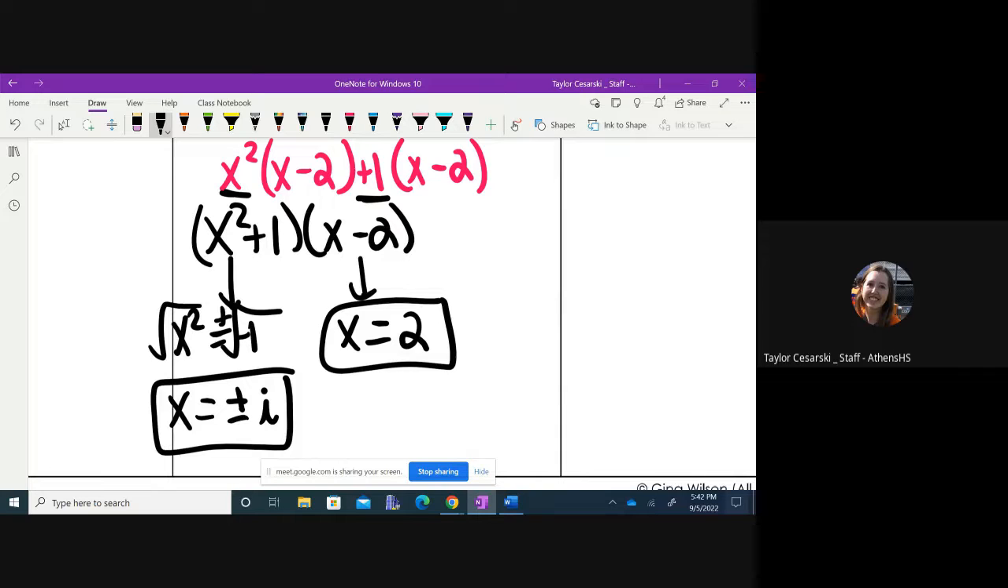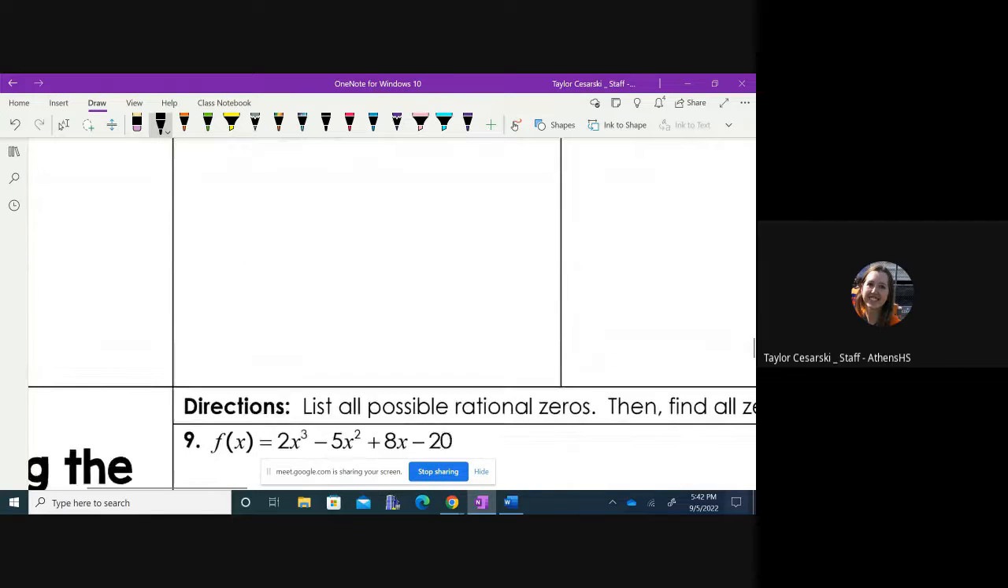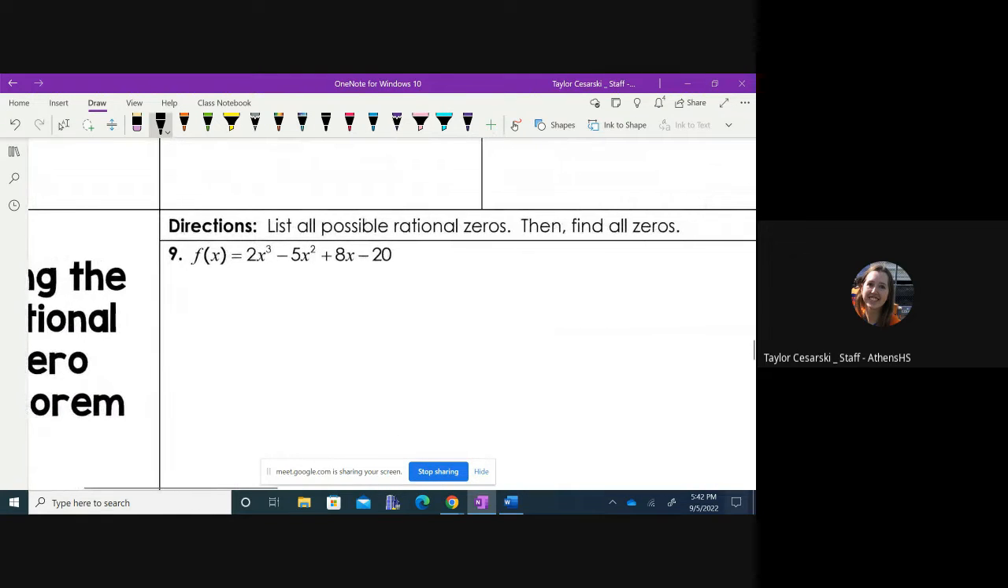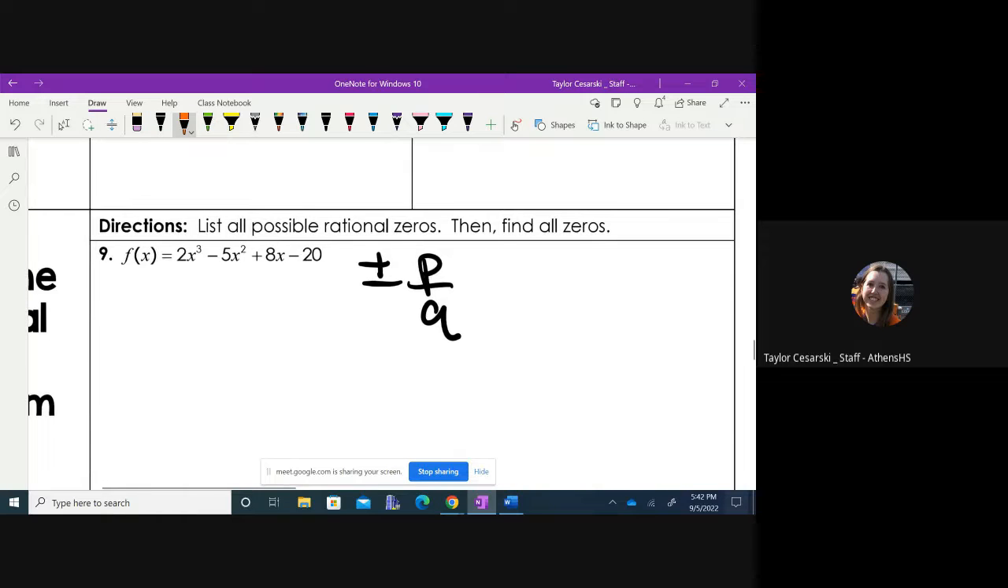All right, let's go to the next page and let's do number 9. So this one kind of has a little bit of review. It says list all possible rational zeros, then find all zeros. All right, so remember plus or minus p over q, where p is the factors of the constant and then q is the factors of the leading coefficient. All right, so for the factors of p, 20: 1, 2, 4, 5, 10, and 20. And then over 1, 2. And make sure we want to list them out completely.